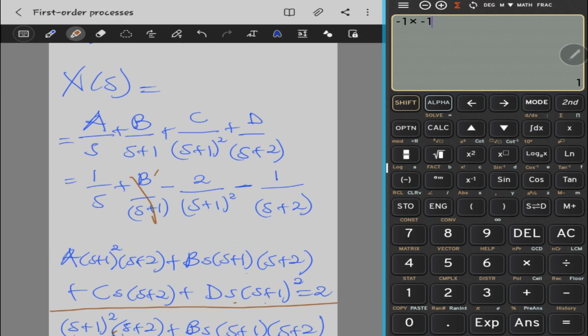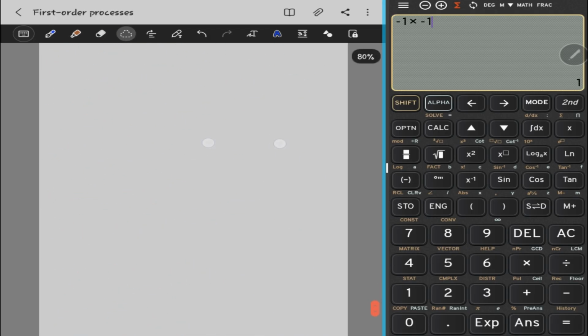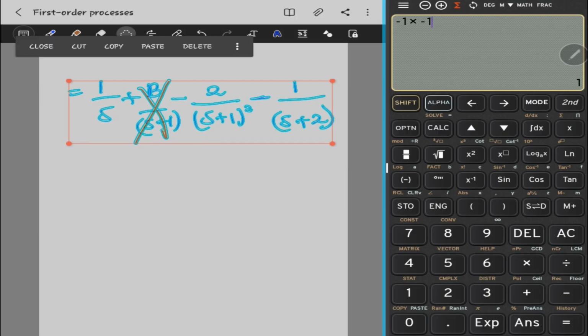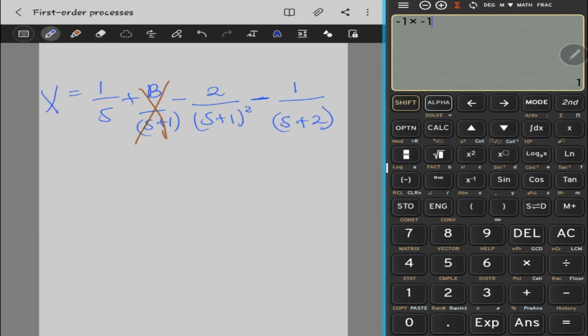So this goes out and the whole simplified equation is this. So let's copy this. This is what x of s is, and then this whole thing tends to 0 because b is 0. So this is 1 on s, this is 1 on s, and then this is what x of s is equal to.